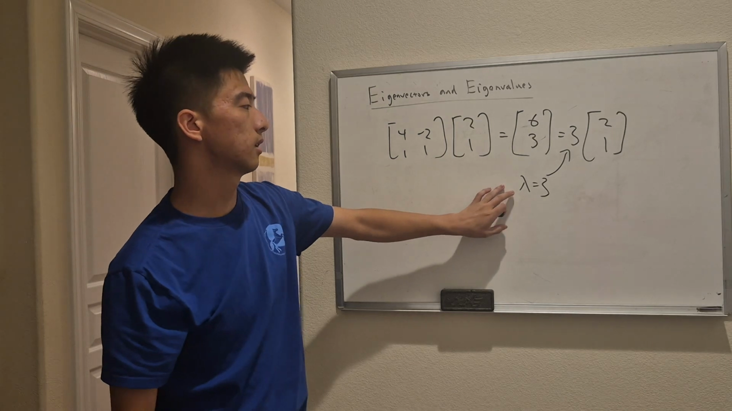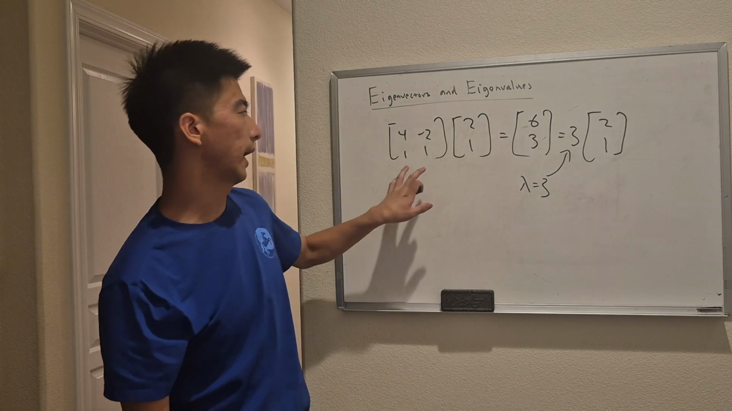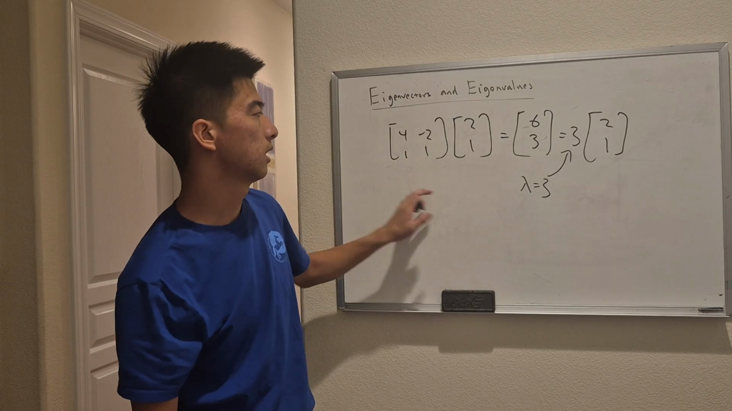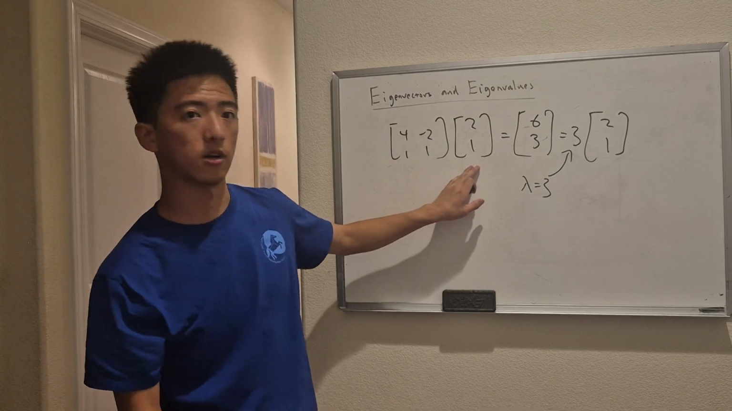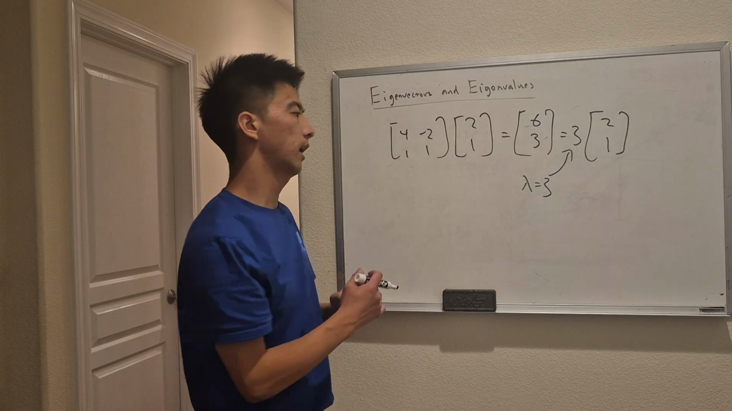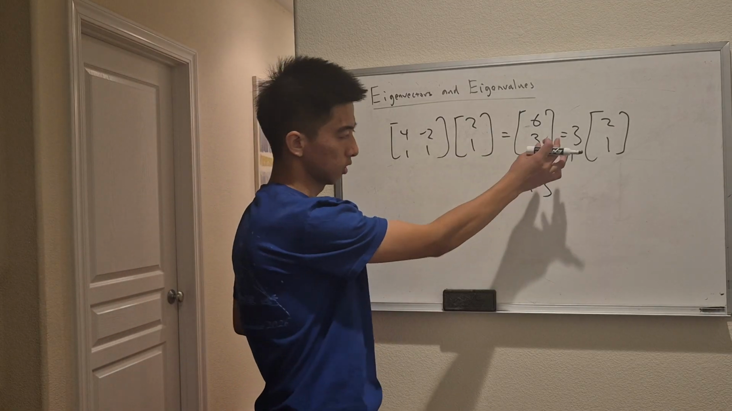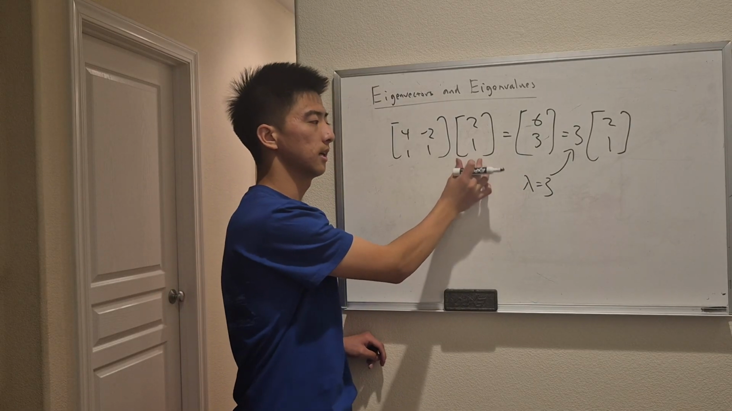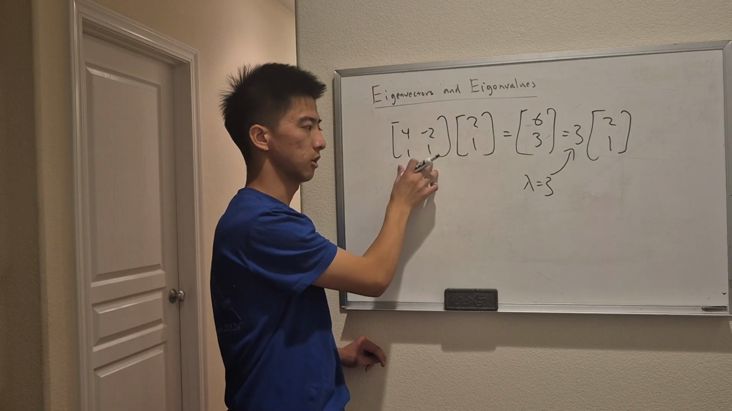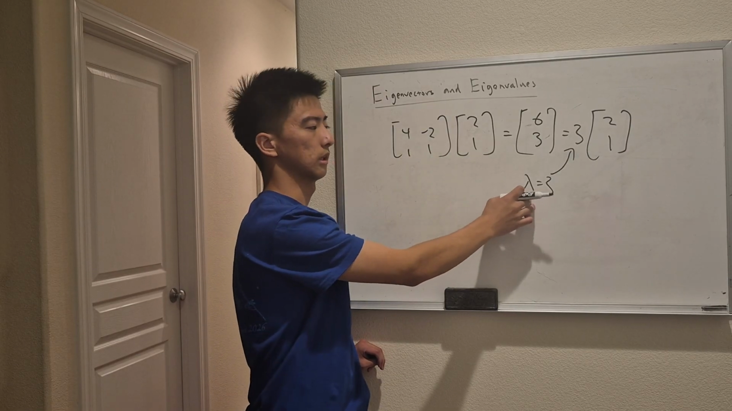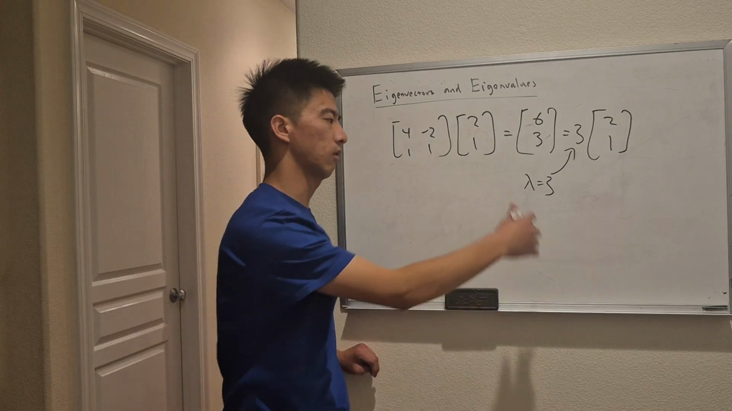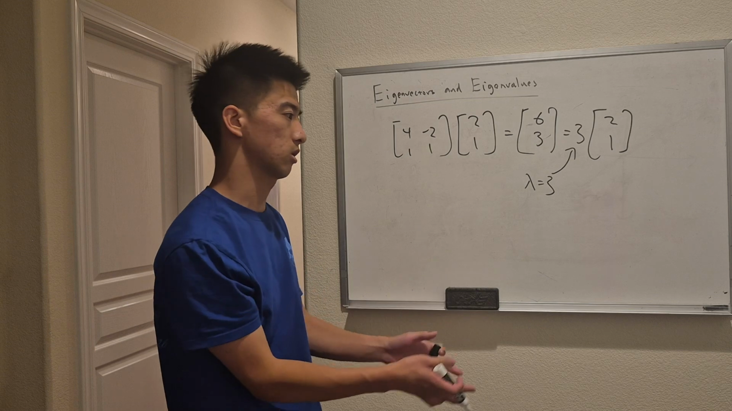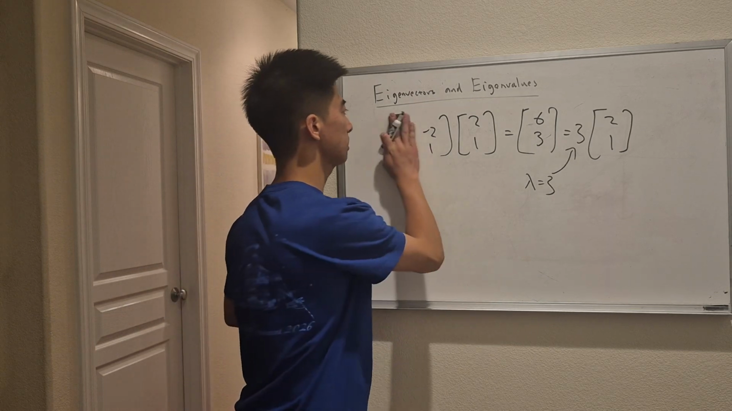So what we say is that 3 is an eigenvalue of this matrix, and we see that (2, 1) is our eigenvector. So eigenvectors are specific to each eigenvalue. So we say this vector (2, 1) is an eigenvector of this matrix corresponding to lambda equals 3. And if you have a different eigenvalue, lambda equals something else, then you will have different eigenvectors that correspond to that eigenvalue. Alright.